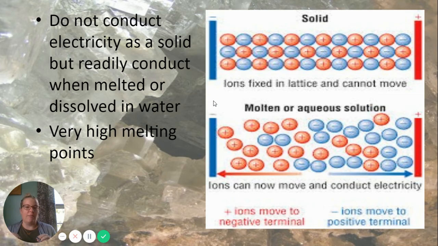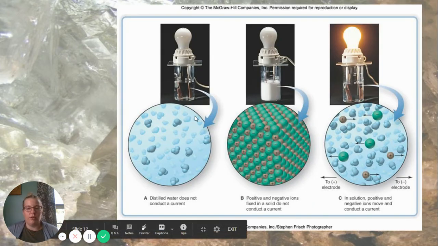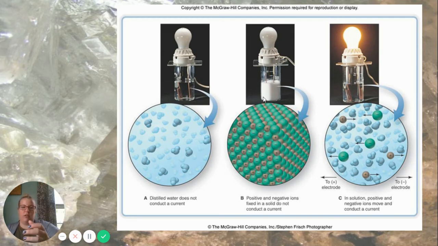So ionic compounds, and this is a question they really love to show you, as a solid do not conduct electricity, but when you melt them or you put them in a solution, they do. This is kind of what I was telling you about here. This is pure water, and pure water with no ions in it will not conduct electricity, and neither will pure NaCl. So if you took a light bulb and tried to run an electrical current through the NaCl, it's not going to work.